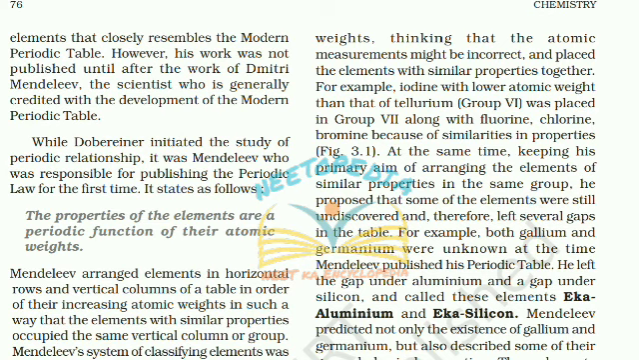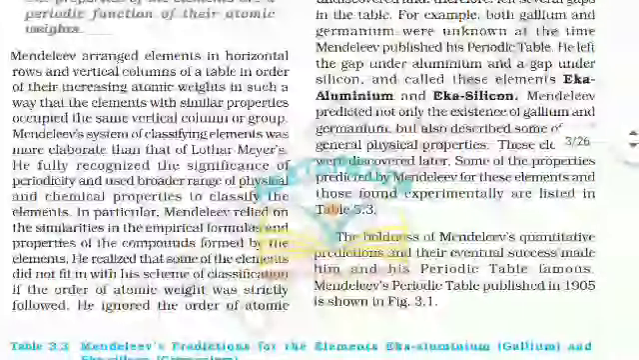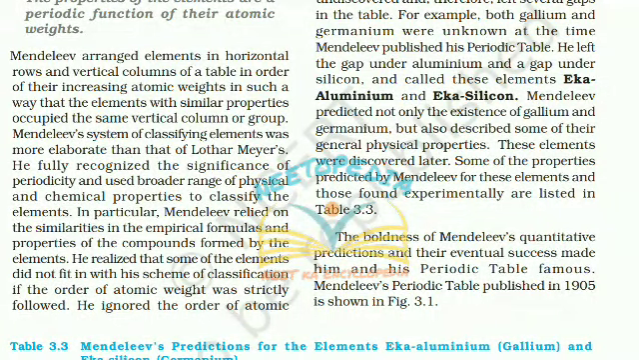Mendeleev published his periodic table. He left a gap under aluminium and a gap under silicon and called these elements eka-aluminium and eka-silicon. Mendeleev predicted not only the existence of gallium and germanium but also described some of their general physical properties. These elements were discovered later.